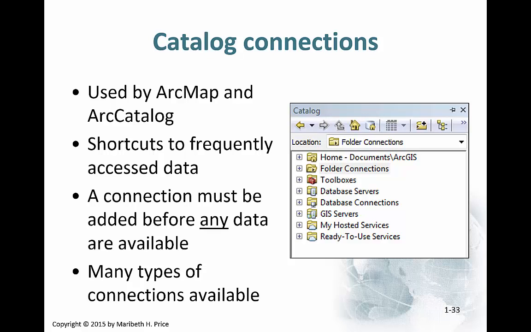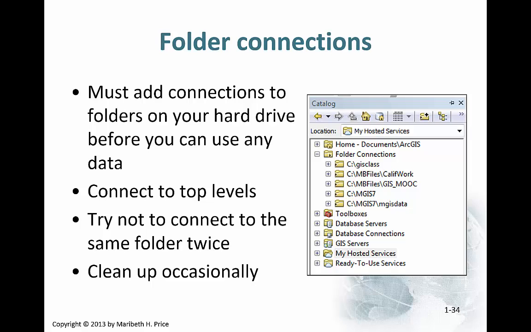One of the first things that we'll want to do is create connections to be able to quickly access our data. These connections are simply shortcuts that allow you to span networks quickly. Take care to connect to the top level of folders, and you should not connect to the same folder twice. It's a good idea to occasionally clean up your folder connections. With this information, you're now ready to complete the quiz for Chapter 1.